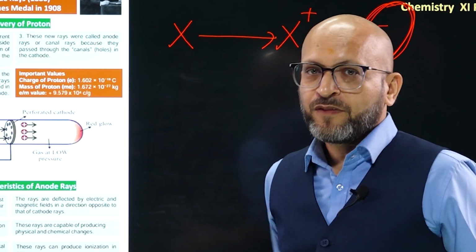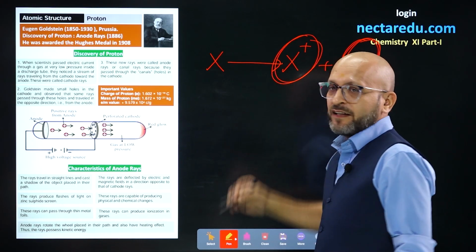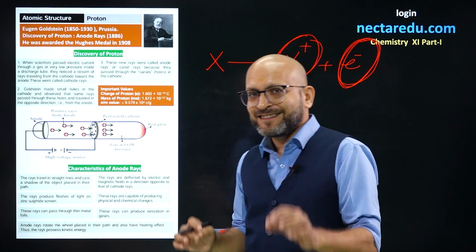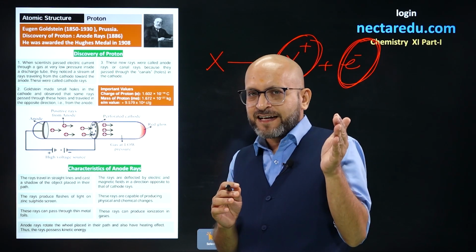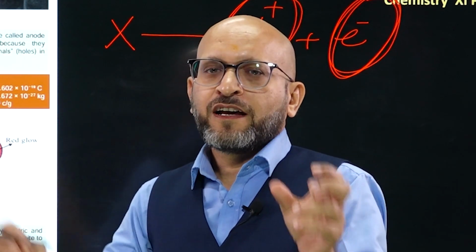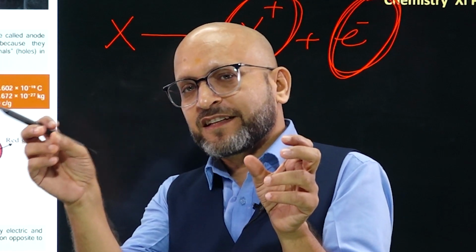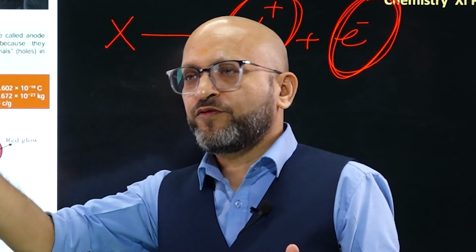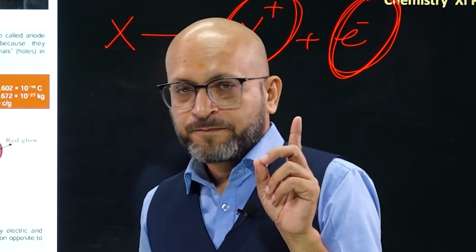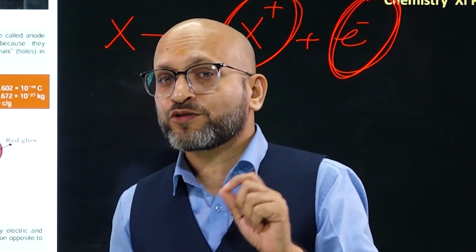At the same time, there was a positive ion as well. If a gas ionizes, it will have a positive ion. Let's say if you have X gas, it loses an electron, then it forms an X plus ion, a positive ion, plus an electron. So many electrons move from cathode towards anode, and this is called a cathode ray, right? At the same time, positive ions are also there.